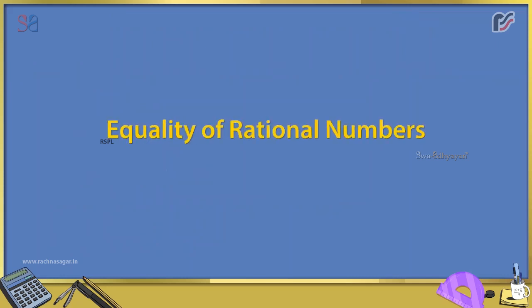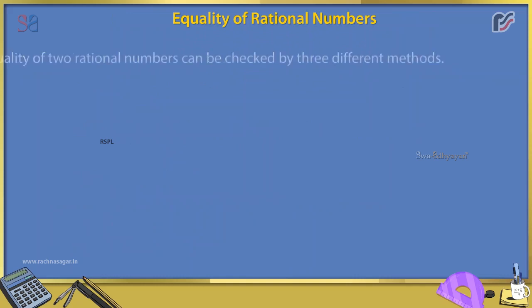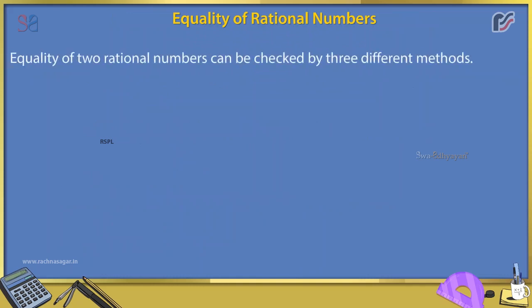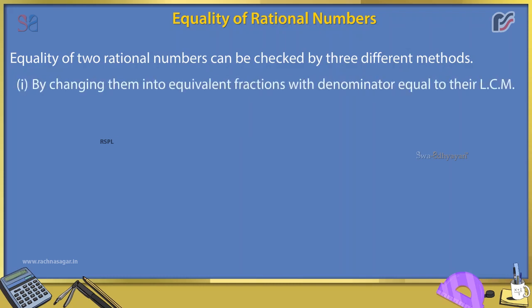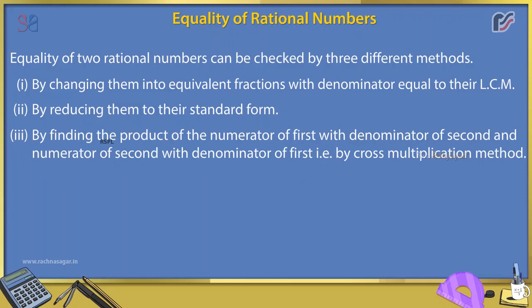Equality of rational numbers. Equality of two rational numbers can be checked by three different methods. 1. By changing them into equivalent fractions with denominator equal to their LCM. 2. By reducing them to their standard form. 3. By finding the product of the numerator of the first with the denominator of the second, and the numerator of the second with the denominator of the first, that is, by the cross multiplication method.